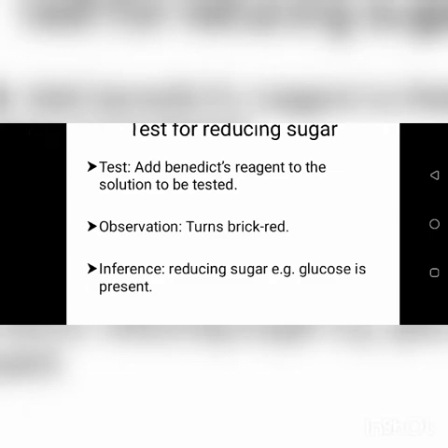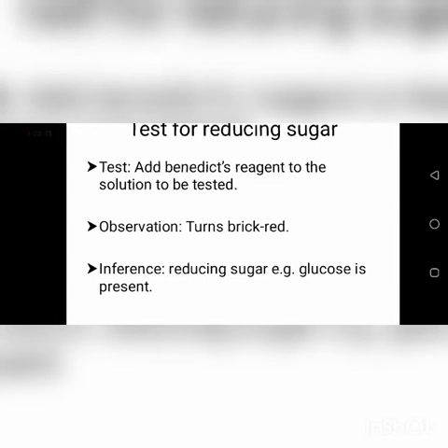Now, the test is that you use Benedict reagent. It is a reagent already prepared in the laboratory. We call it Benedict reagent. So you add that reagent to the solution to be tested, the full sample that needs to be tested, or you call it the unknown substance. What do you see after you have added the Benedict reagent to it? The solution will turn brick red. The color given will be brick red, and that confirms the presence of reducing sugar. An example is glucose. That shows that glucose is present.